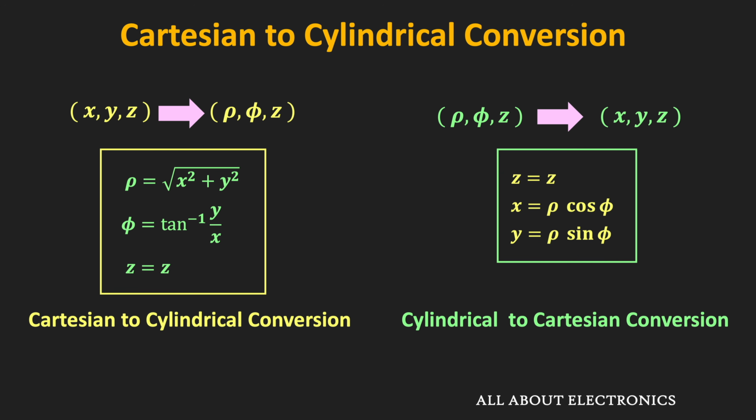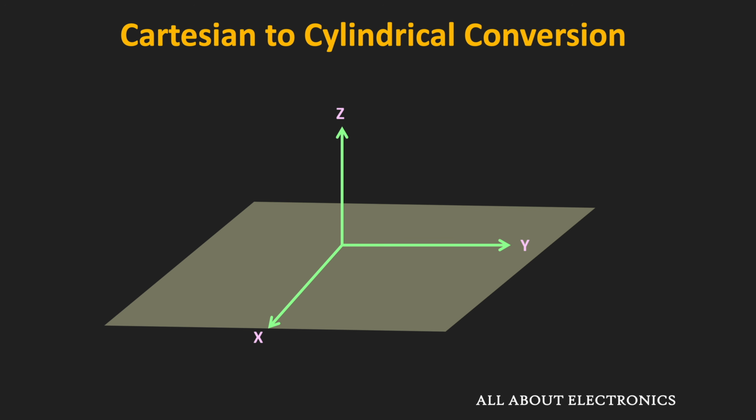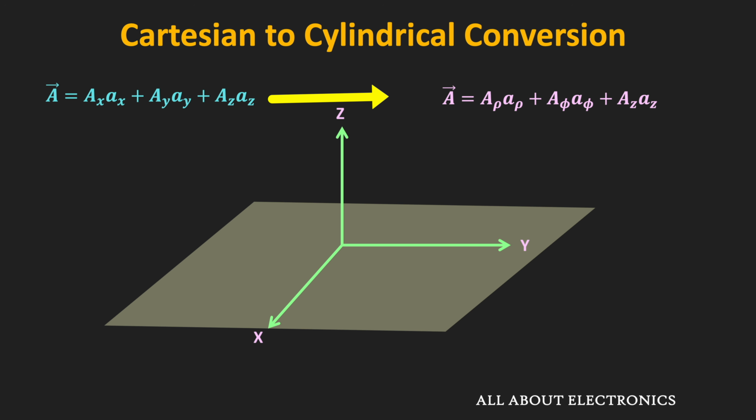So now, once we know this coordinate conversion from Cartesian to cylindrical as well as cylindrical to Cartesian coordinates, the next important thing which we should know is the vector conversion. That means, suppose we have been given a vector in the Cartesian coordinates, then how to convert it into the cylindrical coordinates, and vice versa.